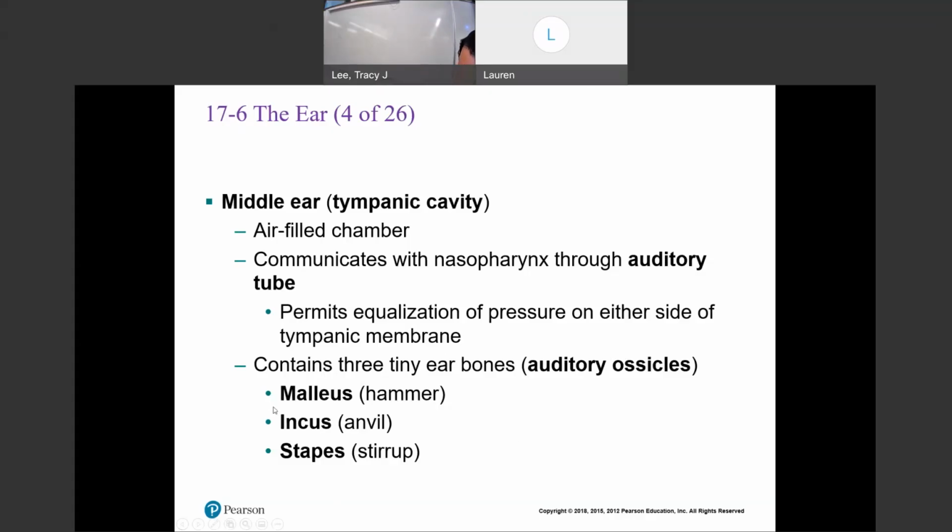Your auditory ossicles, there's the three. We have the malleus. That's the first one that the tympanic membrane wiggles. It's also called the hammer. The incus is the anvil. So the hammer hits the anvil hits the stapes, which is the stirrup. So this is the first one that wiggles. It hits this one, which is the second one, which hits this one, which is the third one. And the stapes is actually going to hit something called the oval window.